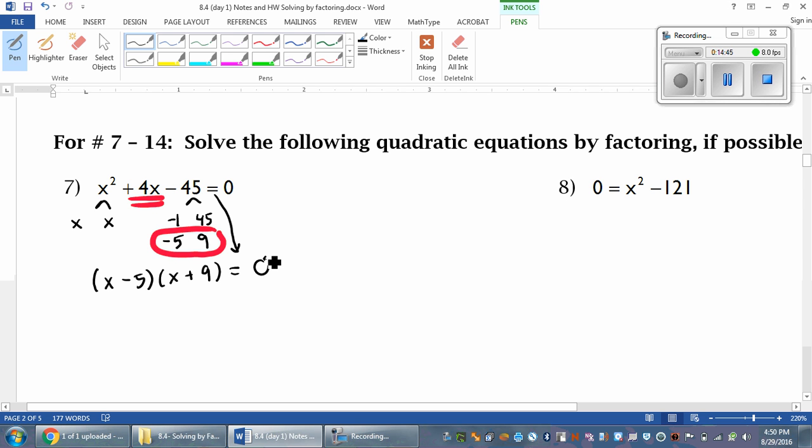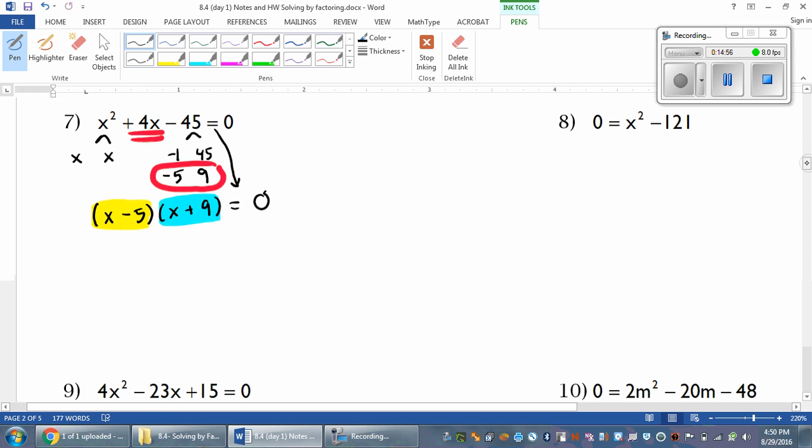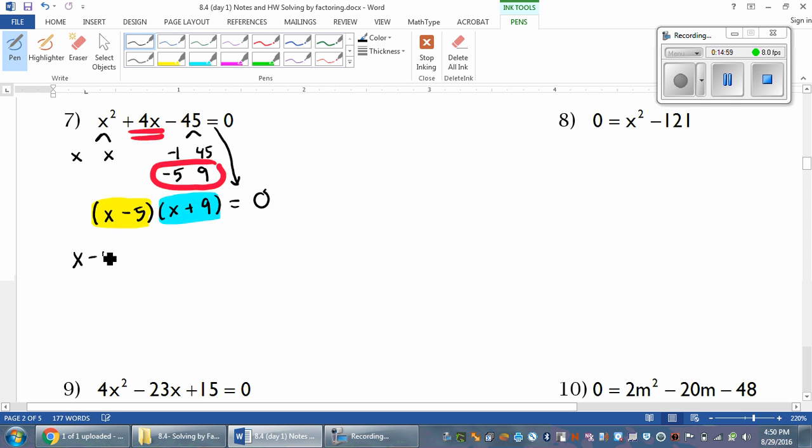All right, so now we're going to continue what we've done on the front side. I have x minus 5 times x plus 9. When I multiply those two binomials together, I'm going to get 0. So by that zero product property, I know either x minus 5 is equal to 0, or x plus 9 is equal to 0. Solve for both equations. Add 5 to both sides, x is going to equal 5. Here, subtract 9 from both sides, x equals negative 9. My two solutions are negative 9 and 5.